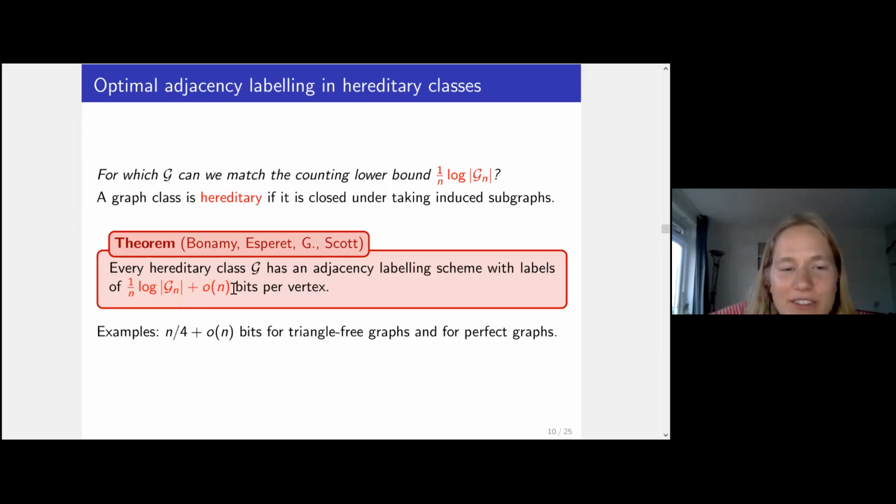So note that what's hidden a bit here is that this result is not interesting for hereditary graph classes for which there's not that many n-vertex graphs in the graph class. But for things like triangle-free graphs, perfect graphs, this gives tight results, or asymptotically tight results. And for example, for those two graph classes, we use n over 4 plus little o of n bits with our results. So this little o of n term for us is also quite bad because we use Szemerédi's regularity lemma to prove it.